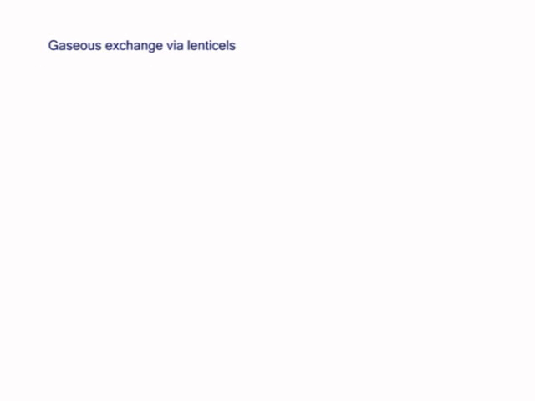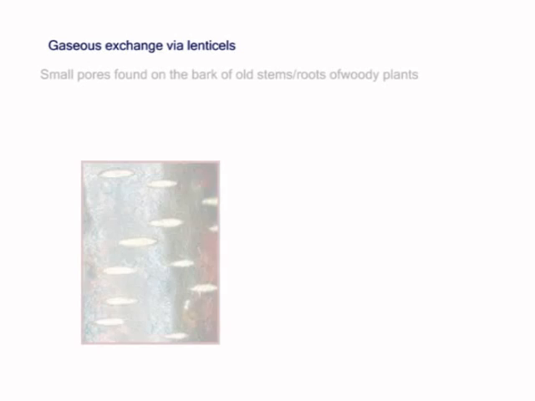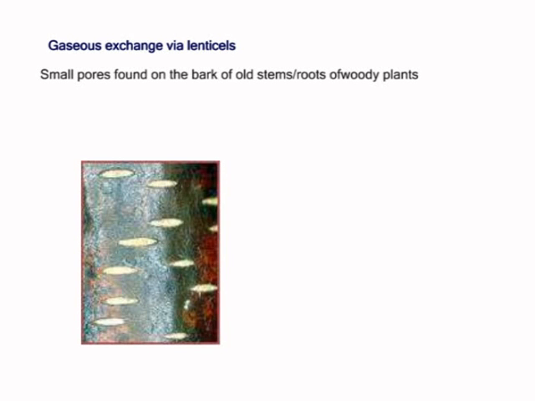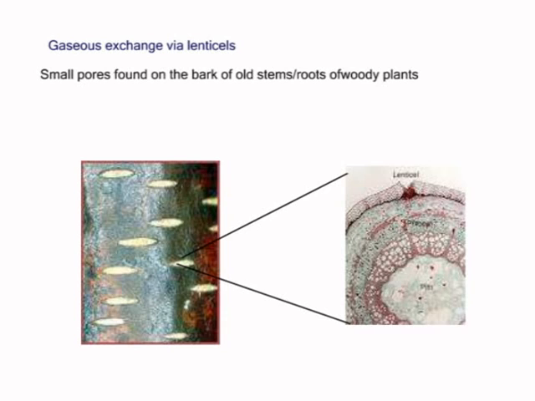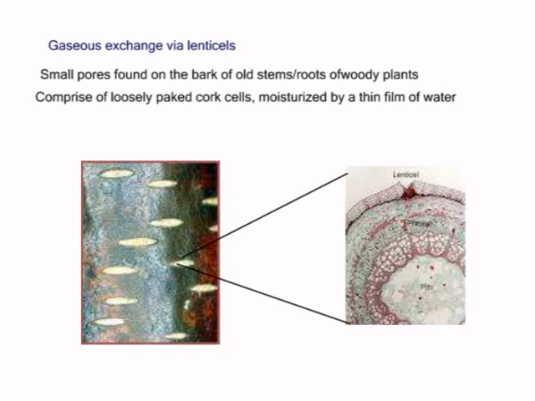Gaseous exchange through lenticels. Woody plants have small pores called lenticels found on the bark of old stems and roots. They comprise loosely packed cork cells that allow circulation of oxygen and carbon dioxide. The cells are moisturized by a thin film of water that dissolves the gases. Gaseous exchange occurs through diffusion across a concentration gradient.